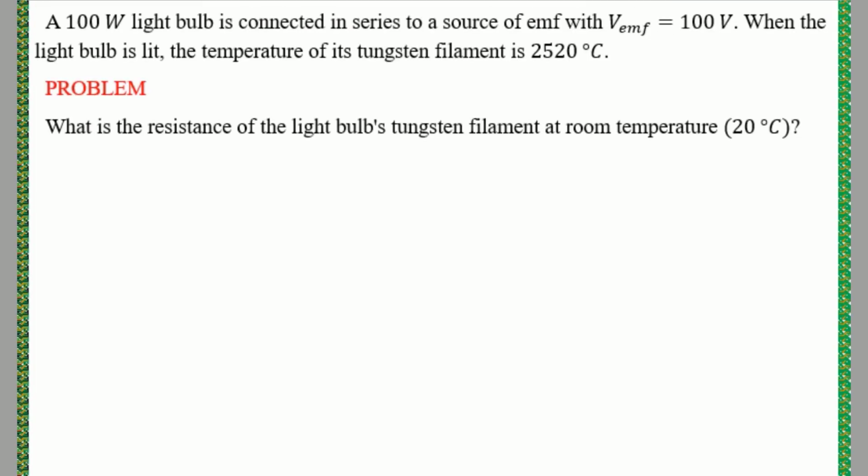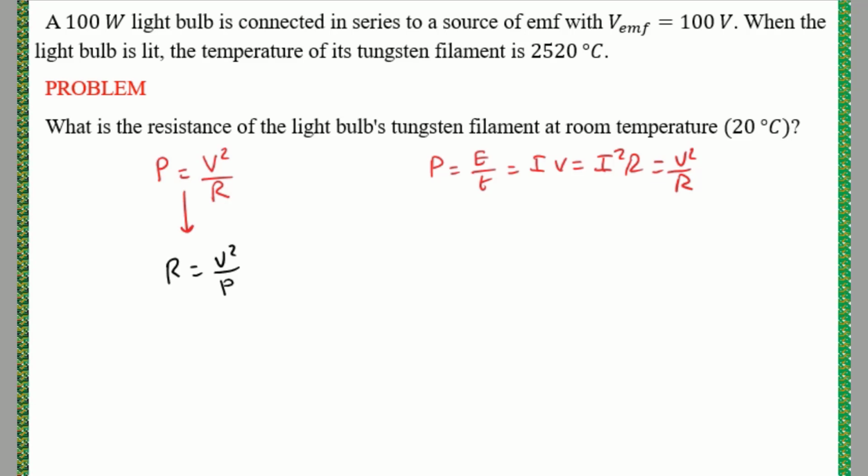Now, we have power and voltage. We can use this equation, P equals V squared over R. We know that P equals E over T, energy over time, or I times V, or I squared R, or V squared over R. Now, rearrange this equation: R equals V squared over P. V is 100, so 100 squared over 100, and the answer is 100 ohms. This is the resistance at 2520 degrees centigrade. I think the question will finish here in the exam.